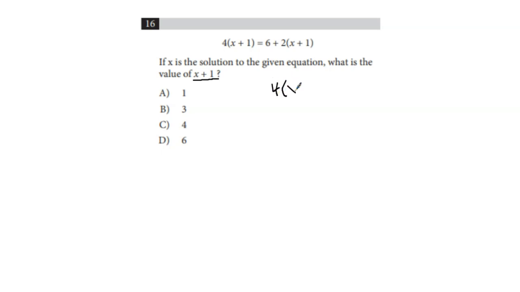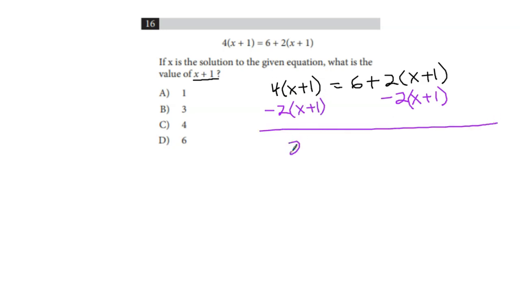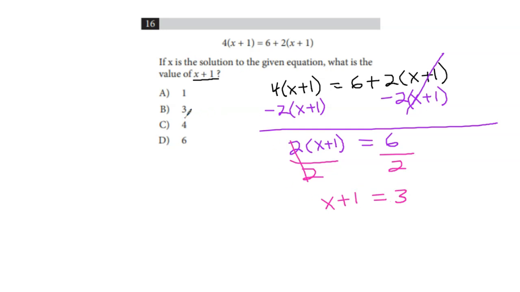So we have 4x and 2 into parentheses x plus 1. Here we subtract, we are combining like terms. We subtract and we repeat the same thing here. Here will give us 2 into x plus 1, and 6, this will turn into 0. Divide both sides by 2 because we want to get rid of that to find our x plus 1. That gives us x plus 1 is 3.